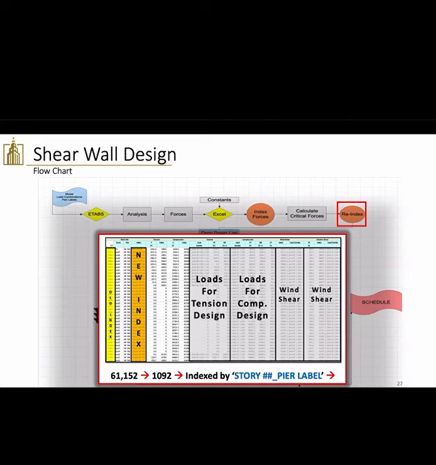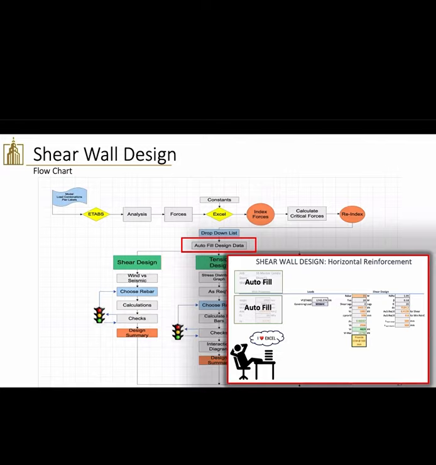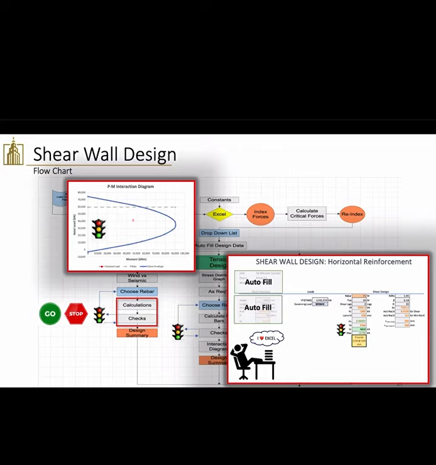So 60,000 lines is then reduced to 1,000, which contains all the design loads and wall geometries, and they're then re-indexed so that the design can be carried out from a drop-down list. So simply by selecting a wall, all the design data is auto-loaded. You choose your reinforcement sizes, and all the calculations and code-required checks are then performed. And if something fails, it will flash red, and if it passes, it will flash green.